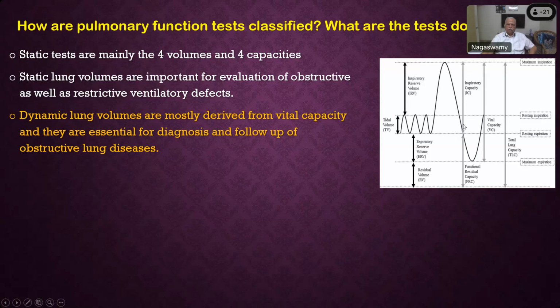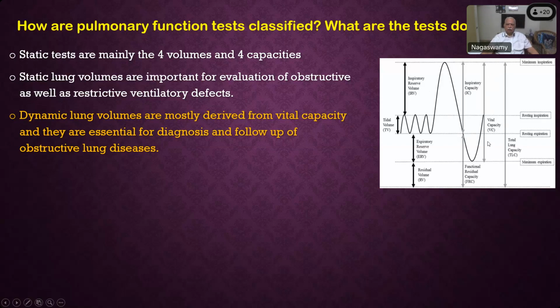So if you add this inspiratory reserve volume and tidal volume, it becomes inspiratory capacity. That is, you are able to breathe normally some amount, and if you make some more effort, you can increase the intake of your air. That becomes inspiratory capacity. And if you add the expiratory reserve volume and residual volume, it becomes FRC, functional residual capacity. And if you add these 3, IRV, TV, ERV, it becomes vital capacity. And if you add all the 4, it becomes TLC or total lung capacity.